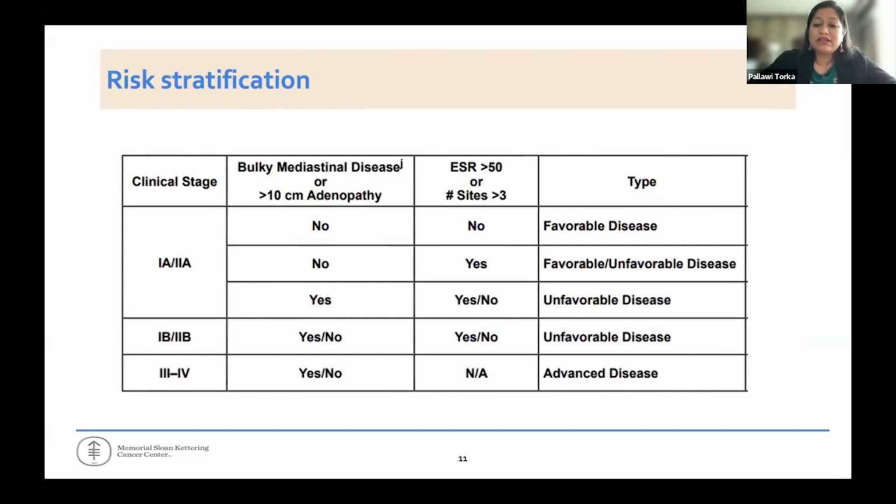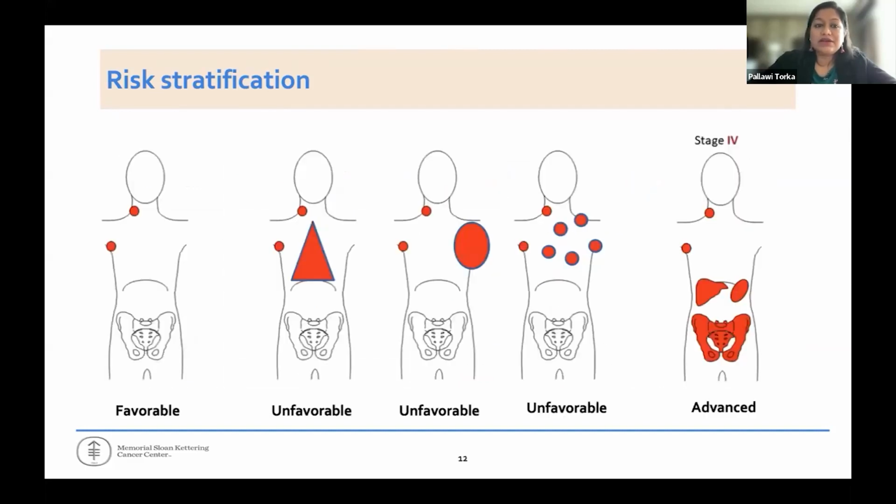What it says is that stage 3, 4 is advanced stage disease and has a totally different treatment paradigm. But in terms of early stage disease, the way to remember it easily is that if a patient has constitutional symptoms, it's unfavorable disease. If a patient has ESR more than 50 or more than 3 sites, it's unfavorable disease. And then everything else is favorable disease. Why this is important is, of course, you have to give much less treatment for favorable disease rather than even early stage unfavorable disease to achieve the same results.